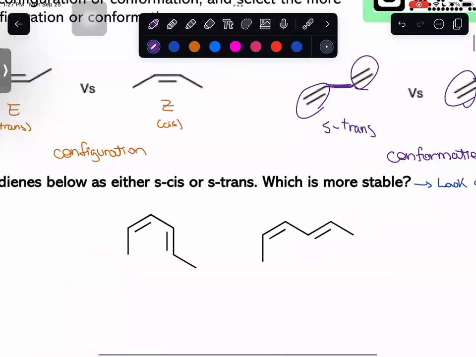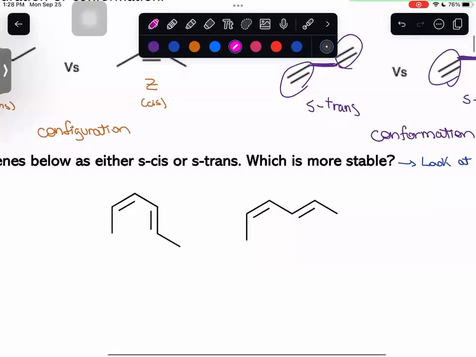And then between those two molecules, which one is going to be more stable, left or right? Same molecule. But what's the difference? Well, the right one is more stable because there's less eclipsing.